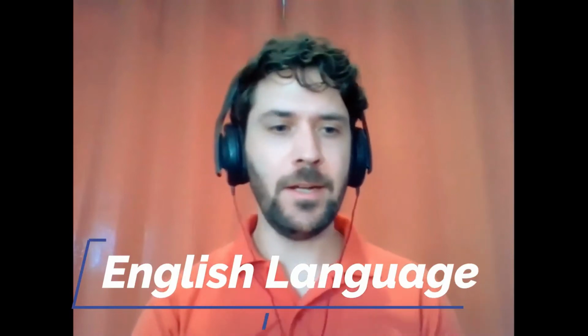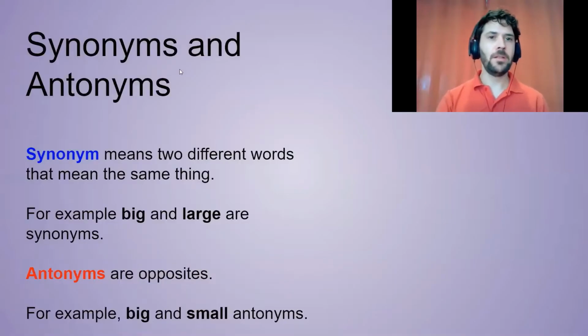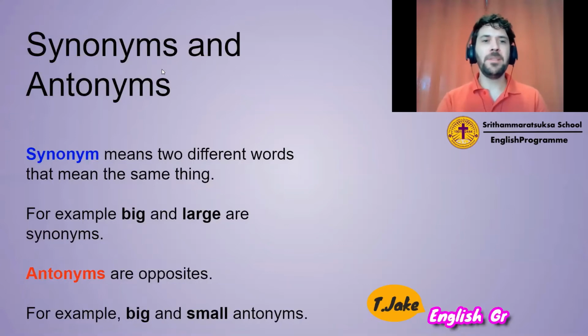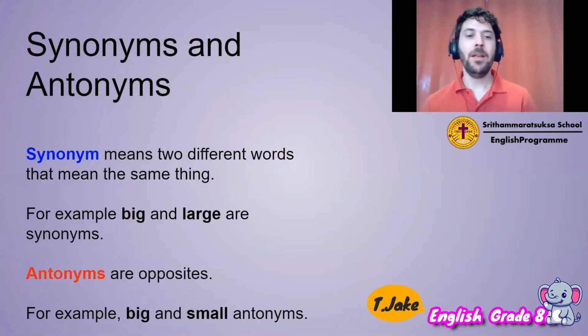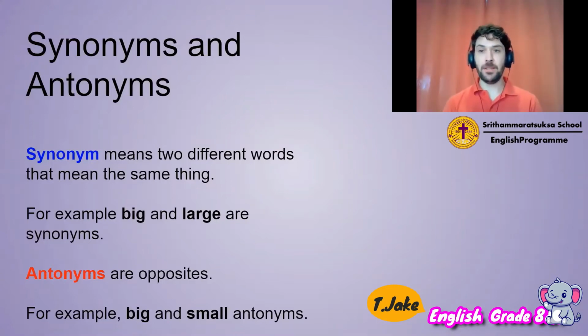So let's get started. Okay, so today we're going to talk about synonyms and antonyms. Synonym, antonym. So a synonym is two words that mean the same thing. For example, big and large are synonyms. They both mean big, okay? Antonyms are opposites. For example, big and small are antonyms.